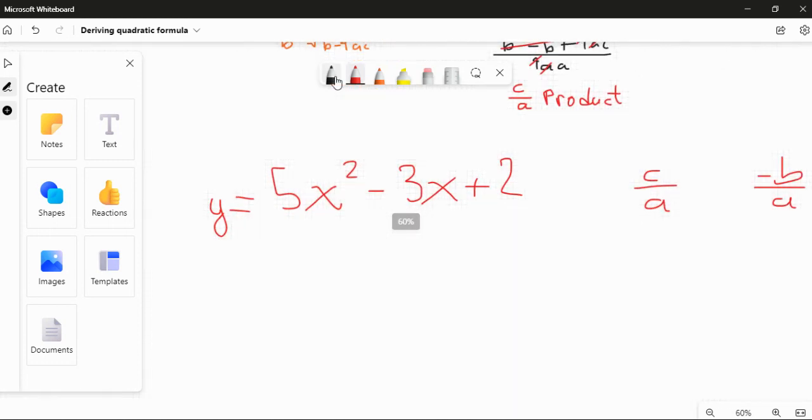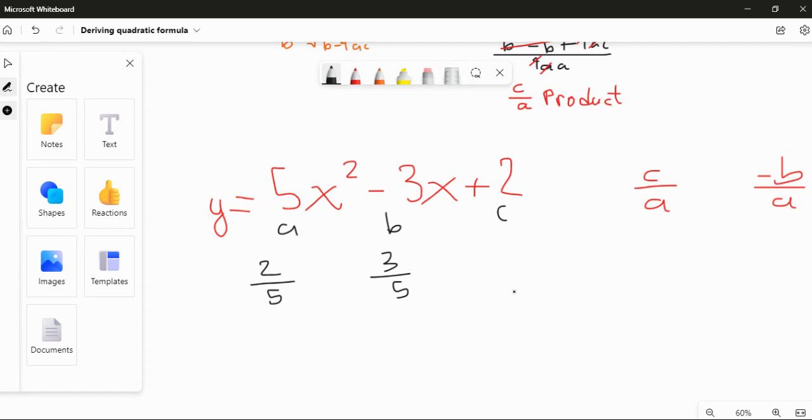Okay, so this is our a value and b value right here, and c. Product is c over a, which is 2 over 5. Okay, so product is 2 over 5, and sum is negative b over a. b is negative 3, so negative b would be 3 since the negatives cancel out. a is 5, so the sum of the roots is 3/5.